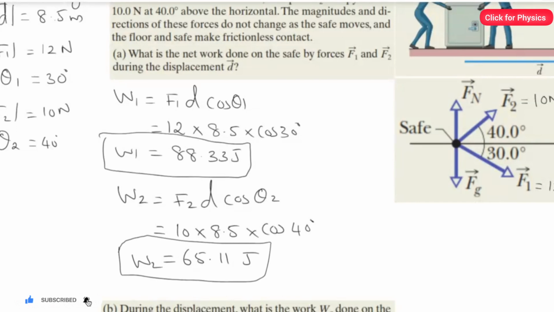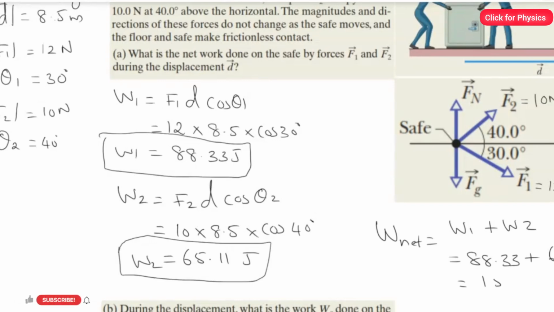Now once we find W1 and W2, we have to find the net work done, which is W net equals W1 plus W2. So here the W1 value is 88.33 plus the W2 value 65.11, and we get the answer 153.44 joules. So this is the answer for the net work done by these two forces acting on the floor safe, which has the mass of 225 kilogram. Clear?